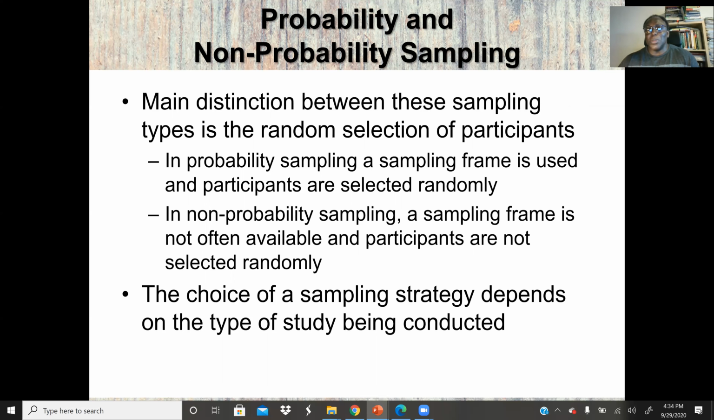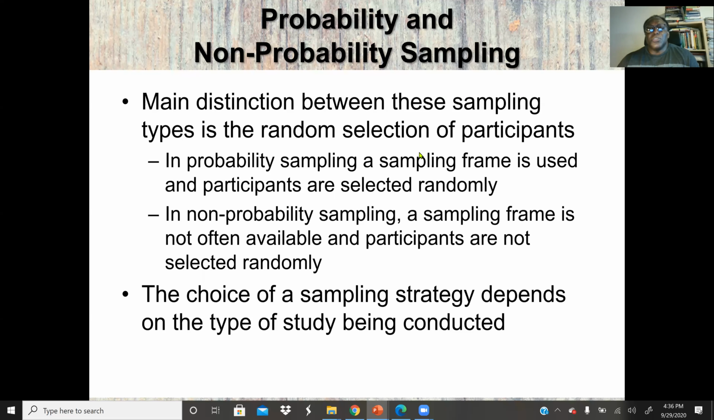So in probability sampling, a sampling frame is used and participants are selected randomly. So the sampling frame will be, in my case, let's say I'm doing my studies, adult between the age 20 to 40, all of them in New York City will be the sampling frame. Then in non-probability sampling, the sampling frame is not often available and participants are not selected randomly. So that's the main difference between probability and non-probability sampling.